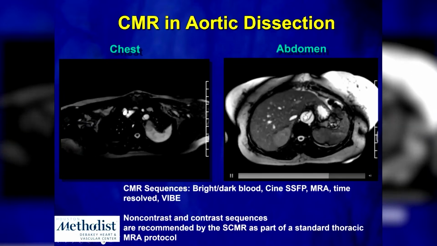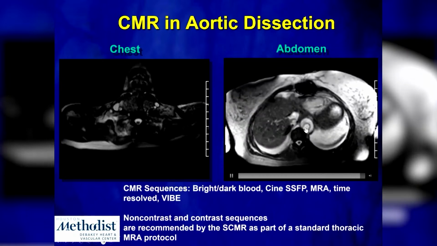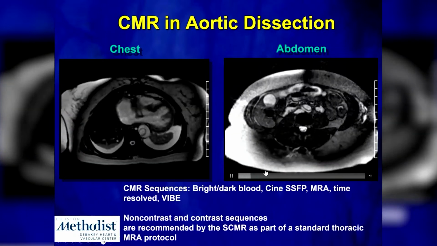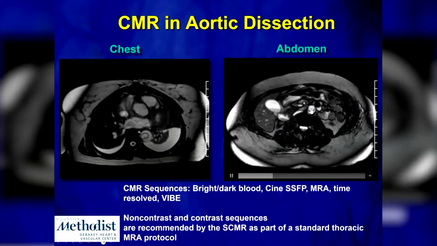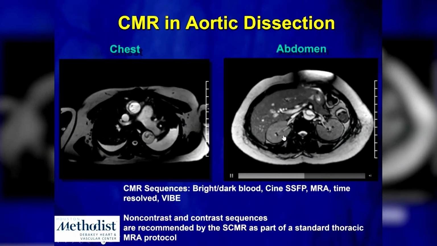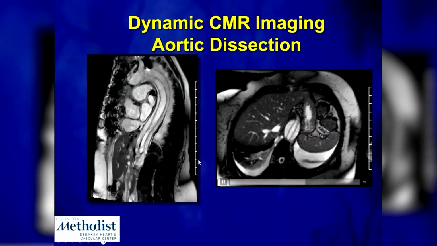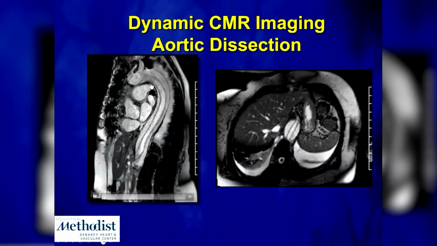And then I can also appreciate over here the celiac artery coming from the true lumen. The spiral dissection continues in the abdominal aorta, as we see over here. These are the non-contrast images, and then we're going to follow those with dynamic imaging. So you can see this patient with complicated aortic dissection.